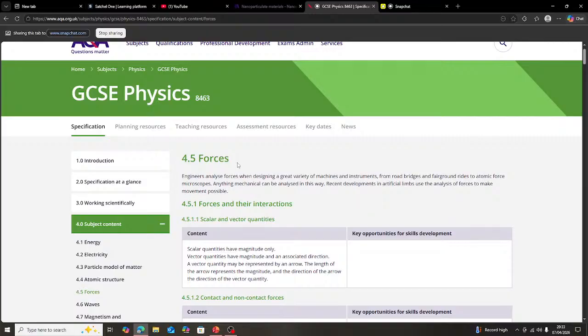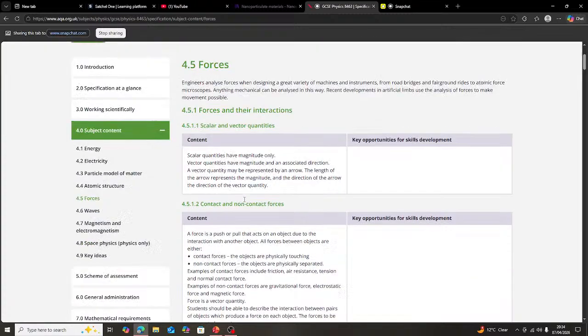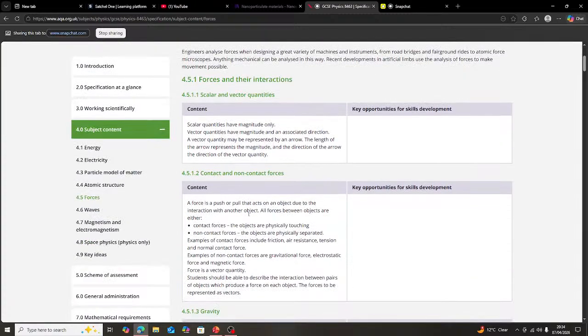Alright. Give me some examples of contact and non-contact. Contact force would be friction. You could also have air resistance, tension, normal contact. What about non-contact? Magnetism, gravity, electrostatic.